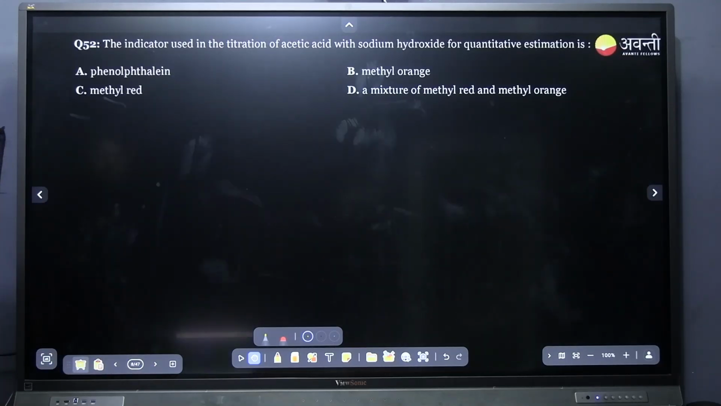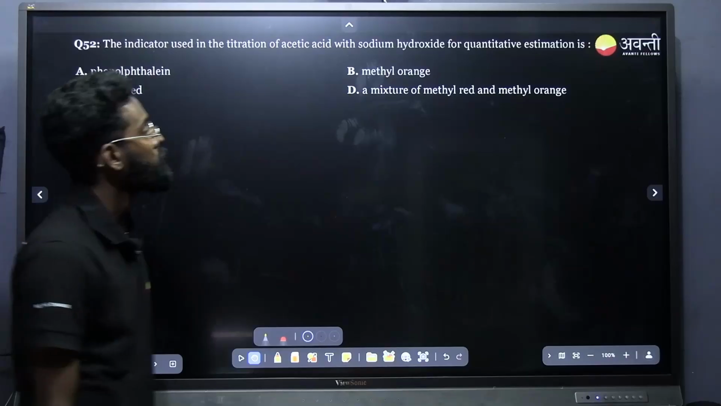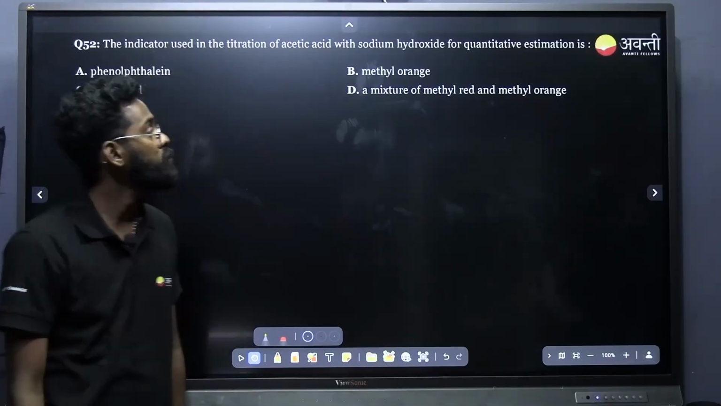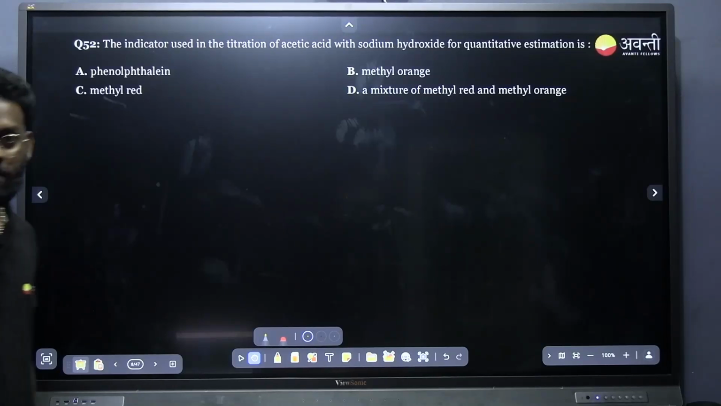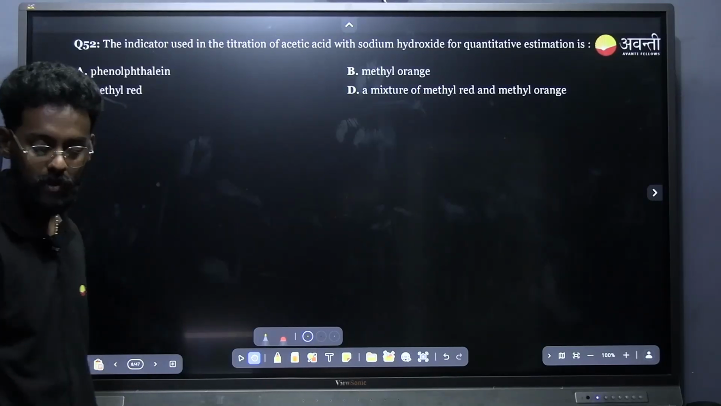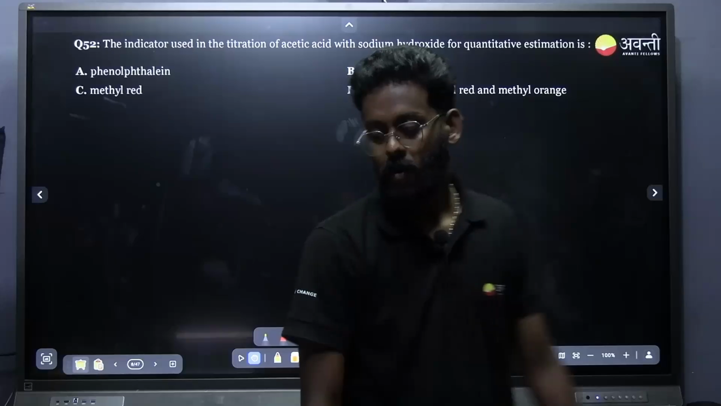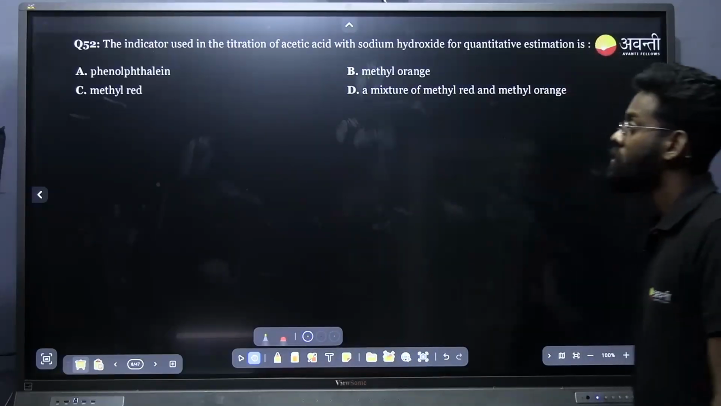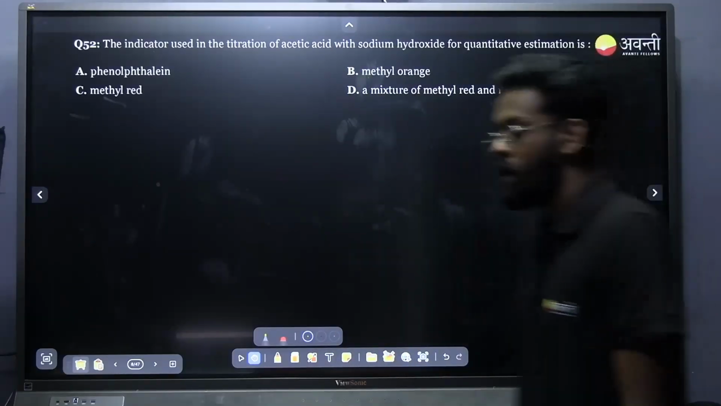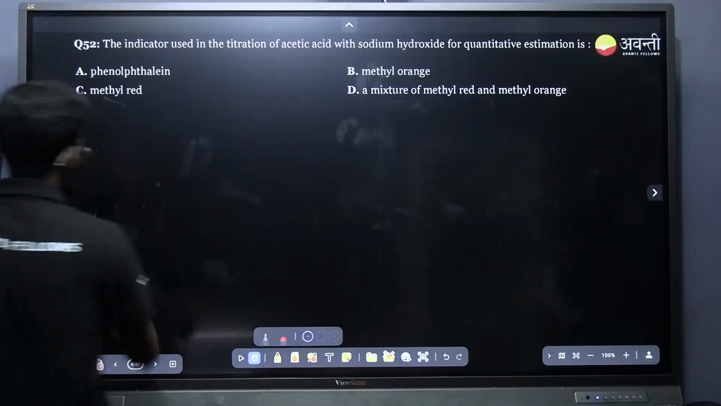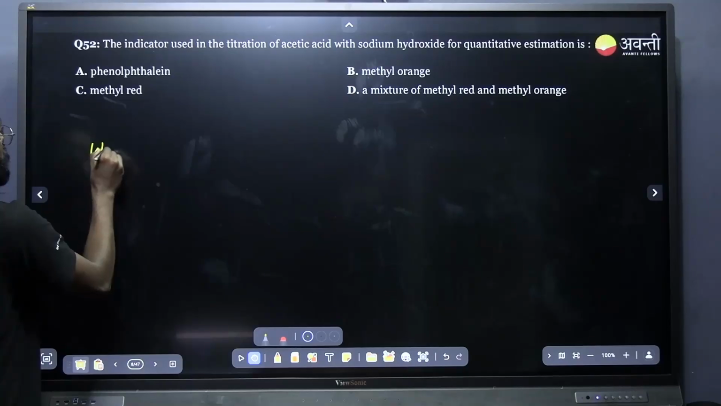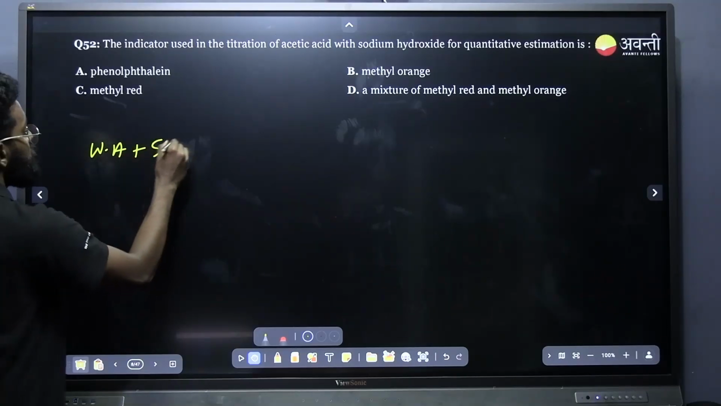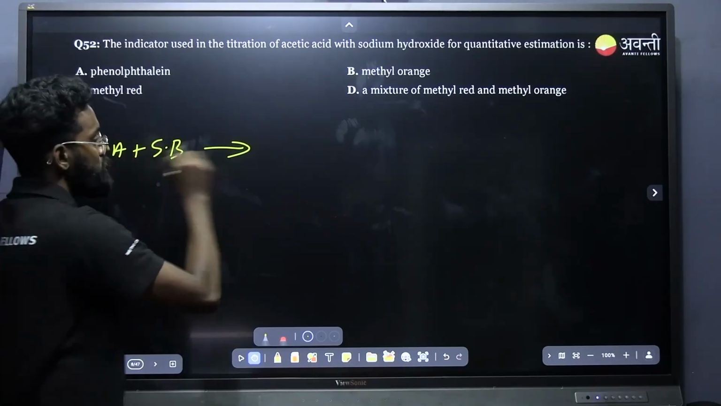The indicator used in the titration of acetic acid and sodium hydroxide for the quantitative estimation is, what's the answer? Another easy question. What's the answer? A, B, C, D. Which indicator will we be using? I hope all of you know which indicator we can use for a particular titration. If it is for a weak acid plus strong base titration, which indicator are we using?